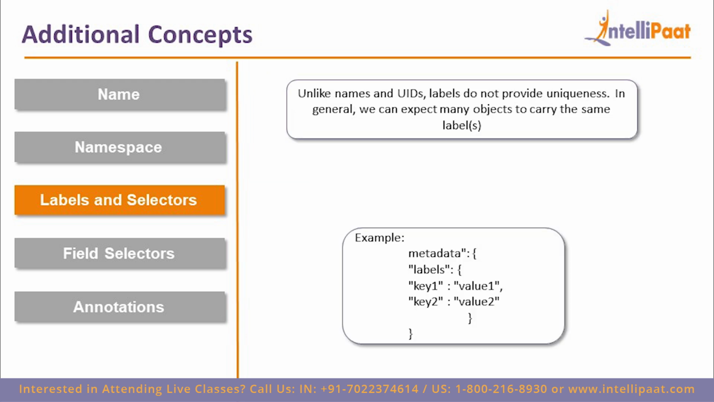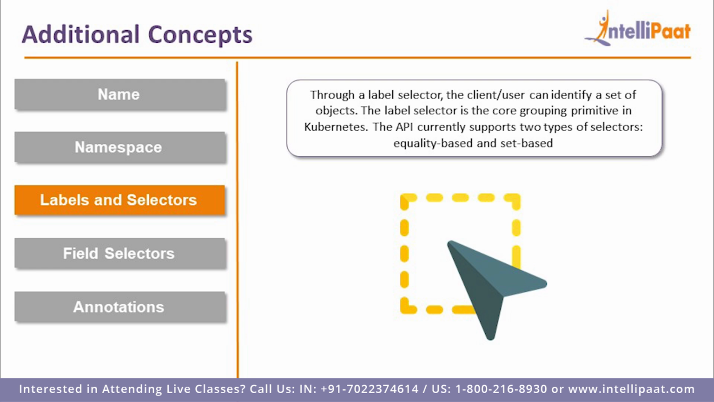So unlike names and UIDs, labels do not provide uniqueness whatsoever. In general, we may expect many objects to carry the same labels. You can define labels inside of metadata as labels like this. I've shown you in the YAML file before how you can define that as well. Through a label selector, the client or the user can identify a set of objects. The label selector is the core grouping primitive in Kubernetes.